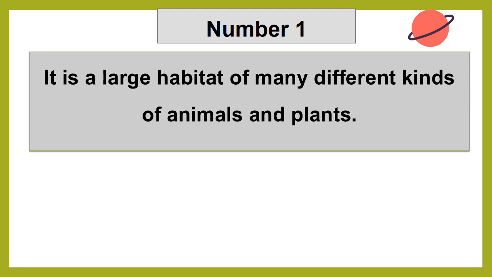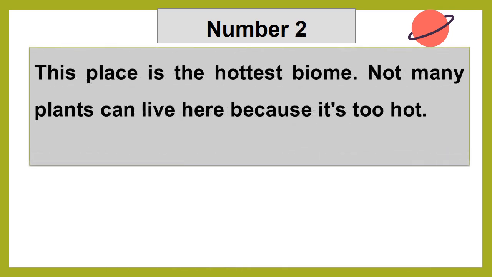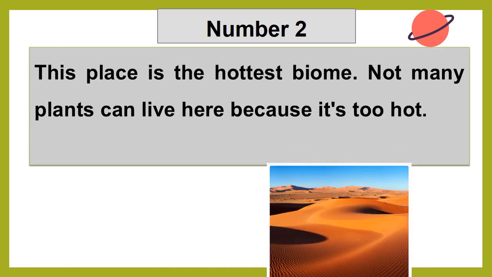Now this is number 1. It is a large habitat of many different kinds of animals and plants. What do you guess for number 1? Please write the words on the notebook. Number 2. This is the hottest biome. Not many plants can live here because it's too hot.